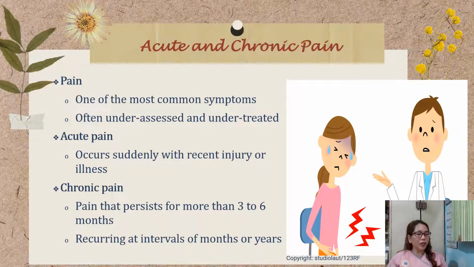There are two types of pain, the acute and the chronic pain. Again, pain is one of the most common symptoms and often under-assessed and under-treated. Hindi natin masyadong napapansin at hindi siya nabibigyan ng tamang lunas. The acute pain occurs suddenly with recent injury or illness, like for example acute appendicitis or an accident. So may trauma, kaya may acute pain.